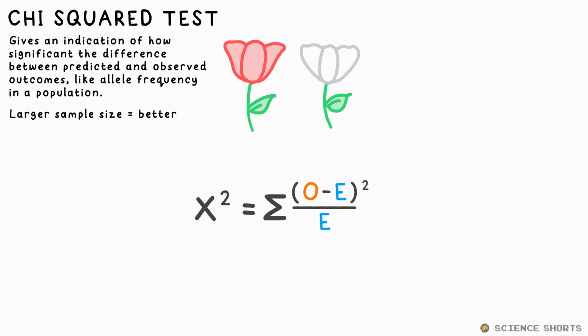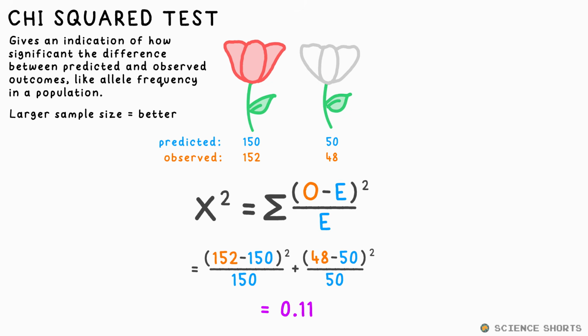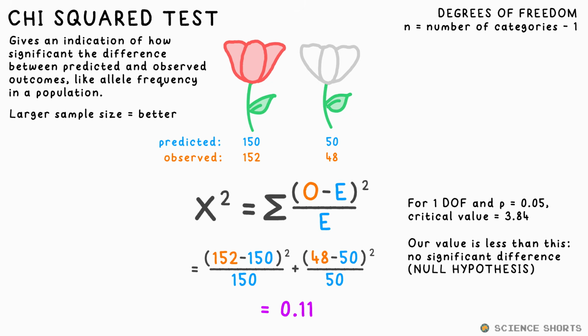So let's say a flower has 2 phenotypes, red and white. The ratio should be 3:1, as the allele for red is dominant. Let's say we have 200 of them, we would expect 50 of them to be white. But let's say we find that 48 of them are white and 152 are therefore red. So for red, the calculation is 152 take away 150 squared, divided by 150, that's 0.027. Doing the same for white gives us 0.08. Summing these gives us 0.11 rounded to 2 sig figs. As this is less than the critical value of 3.84 for a p-value of 0.05, it's deemed statistically insignificant.